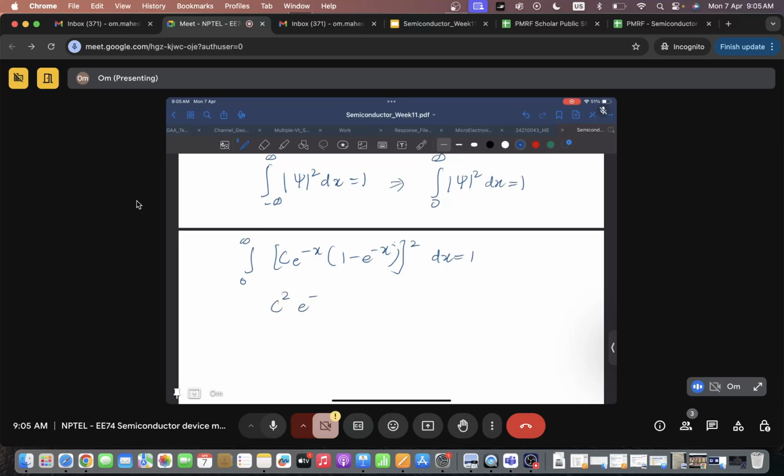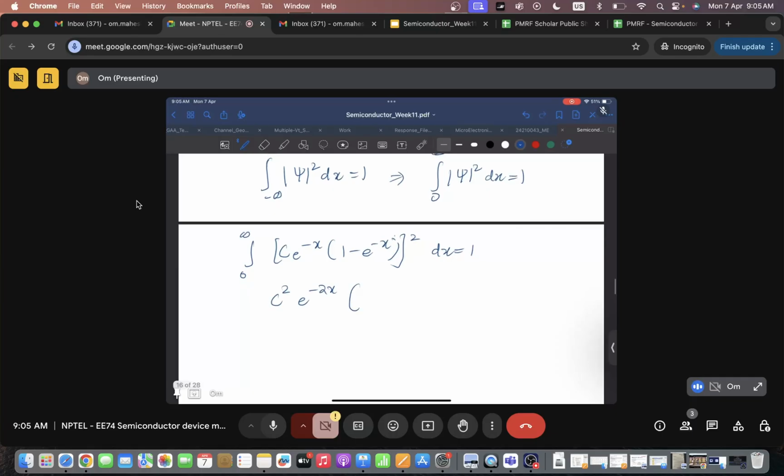That means c square e to power minus 2x, and 1 minus e to power minus x square will be 1 plus e to power minus 2x minus 2 e to power minus x, is 1. Now c square I'll take outside. I'll just multiply the rest of the terms: e to power minus 2x plus e to power minus 4x minus 2 e to power minus 3x.